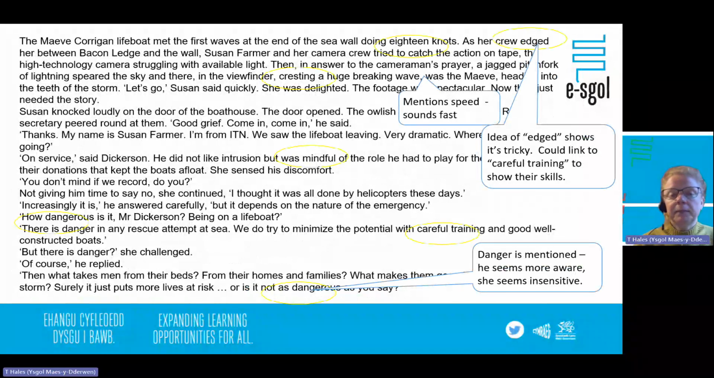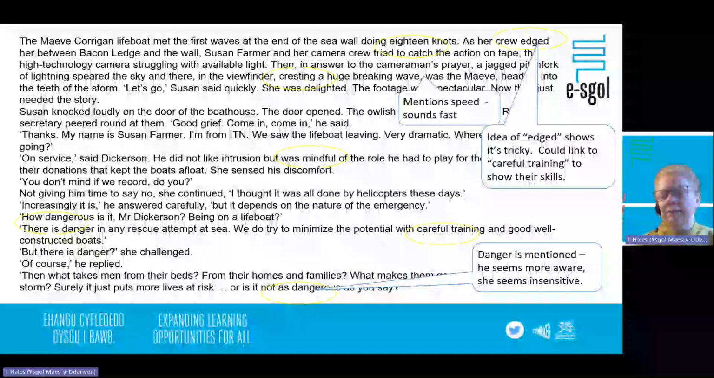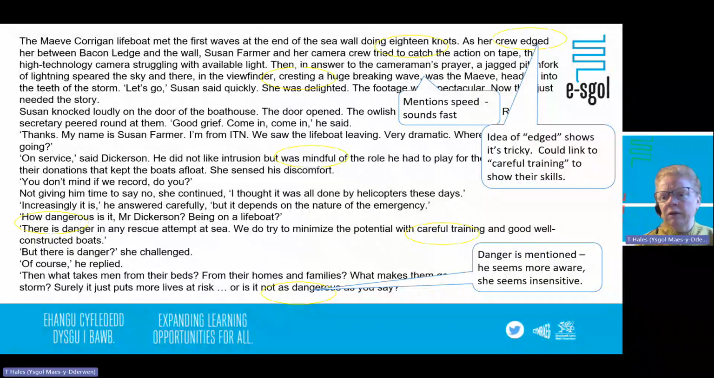So here is the text, and here are some of the things that you could talk about. So the speed and how fast they seem to be going, the fact that they seem to be edging through, which suggests it's tricky. You could link that to the careful training to show that they're skillful. You get the idea that they're cresting the huge breaking wave, so it's perilous out there on the sea. You've got the idea that Dickerson doesn't want the presenter there, but he's mindful of the role he had to play. So he cares about what he's doing. He wants to give a good impression.